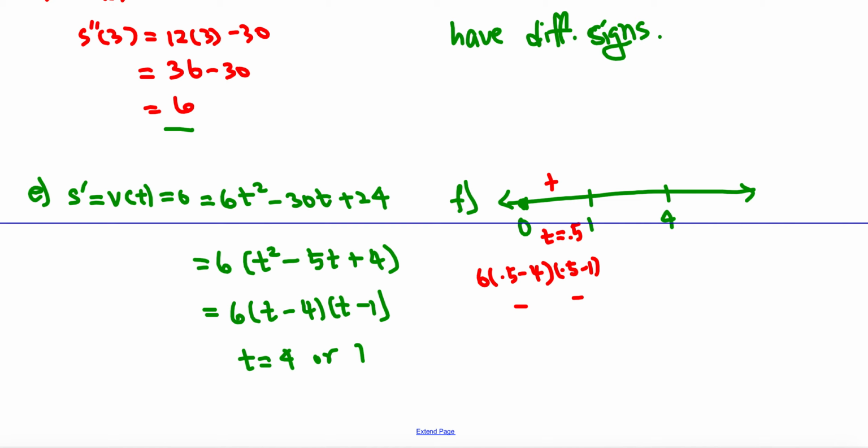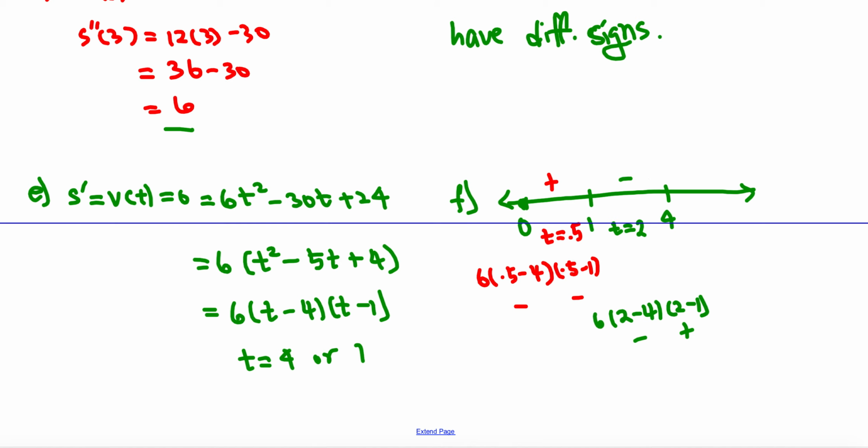What if I have numbers between those two? Let's say t is equal to 2. Then I get 6 times 2 minus 4, and then 2 minus 1. So this one is negative while this one is positive, so combined it becomes negative.